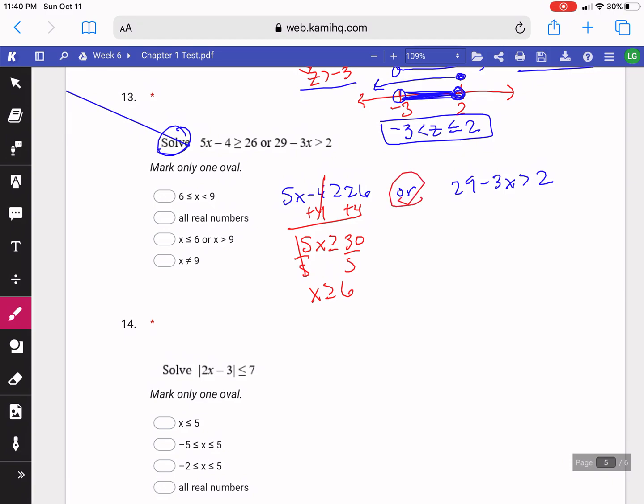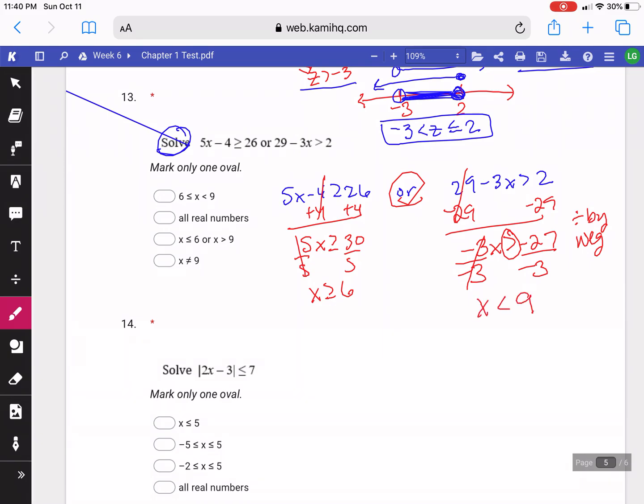Then it says OR. I'm going to solve my second one. Here we're dividing by negative 3. Remember, when you divide by a negative, your symbol flips. So it's actually going to change to x less than 9. So a lot of you put the answers that had 6 or 9, but you forgot to graph it. Remember, you always want to graph to see if it's a special case.